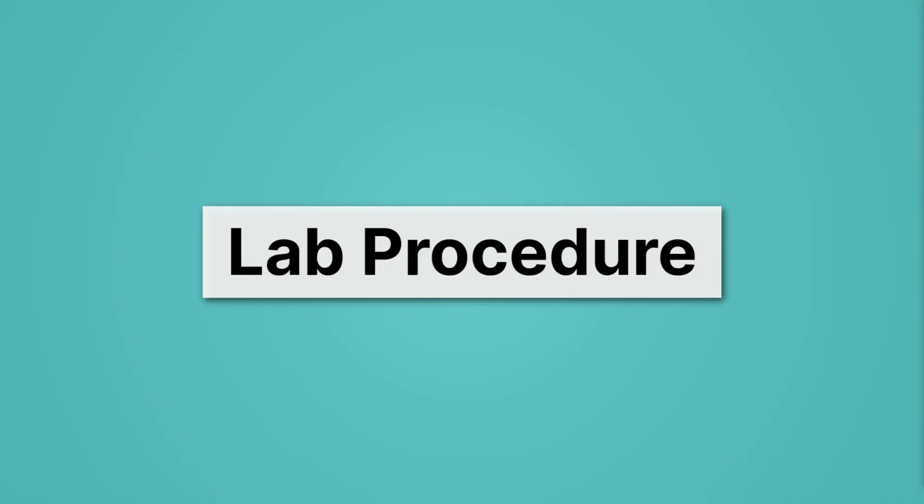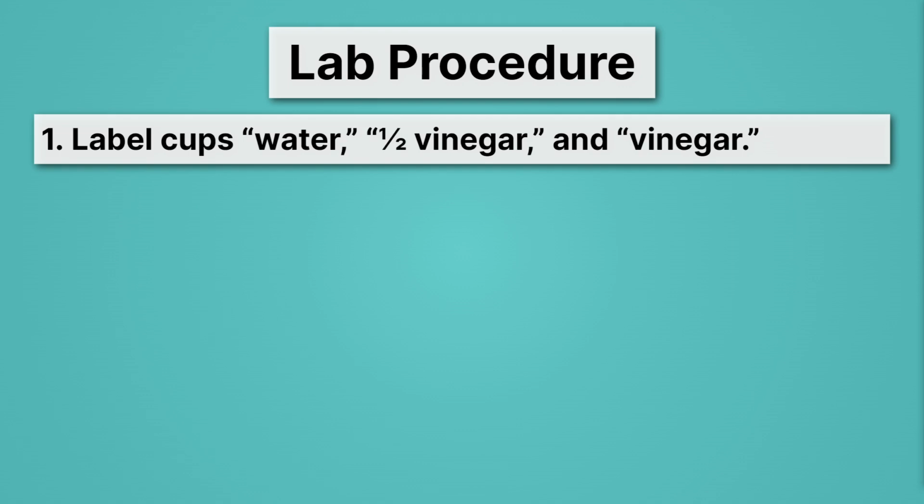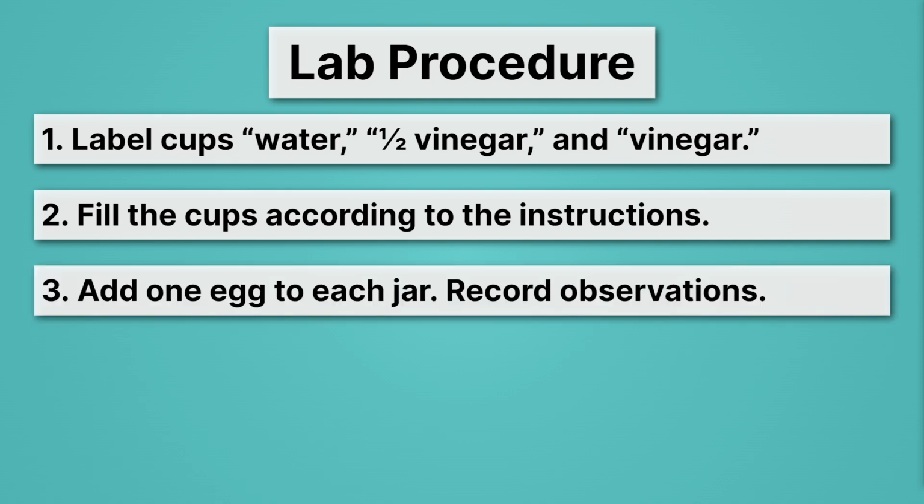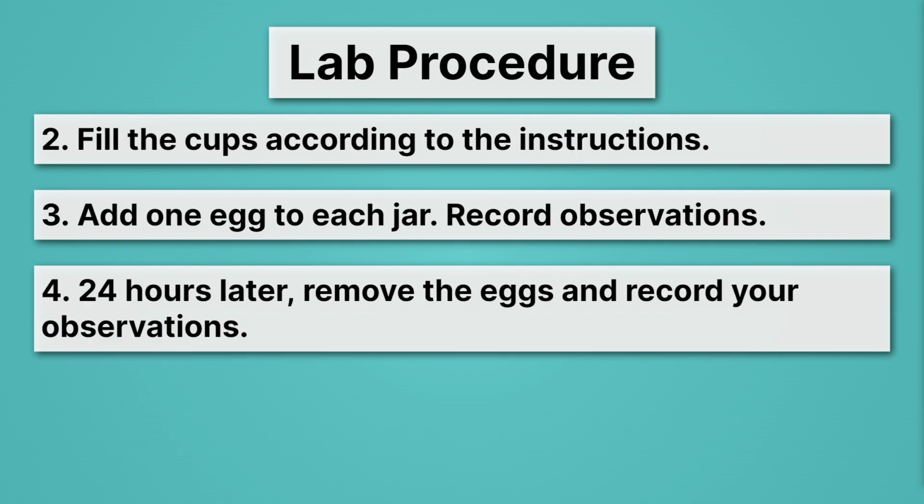All right, well, lastly, let's go over our lab procedure. First, let's label the cups water, 1/2 vinegar, and vinegar. And then you'll fill the cups according to the instructions. Basically, 1 glass will be pure water, 1 glass will be half vinegar, half water, and the last glass will be all vinegar. You're going to add 1 egg to each jar and record observations. So you want to make sure and carefully record those observations before you let them sit for a while. Then, 24 hours later, remove the eggs and record your observations.